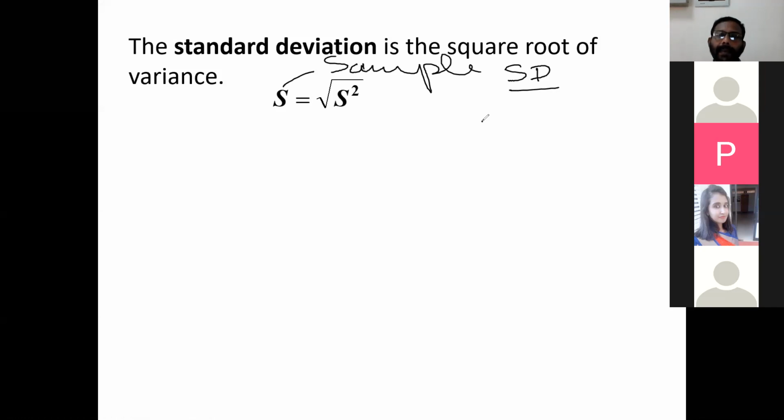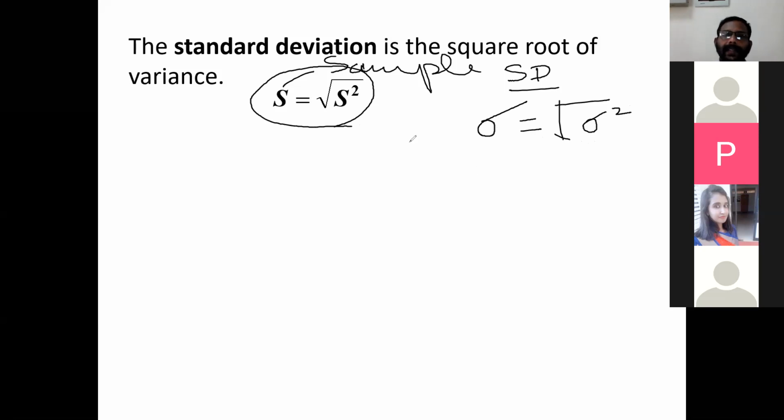So how do we write the population standard deviation? That is equal to the square root of sigma square. It is a simple term. Standard deviation is taking the square root. Why do we take the standard deviation? If you look at the variance, in the earlier example, the variance is 14.5.